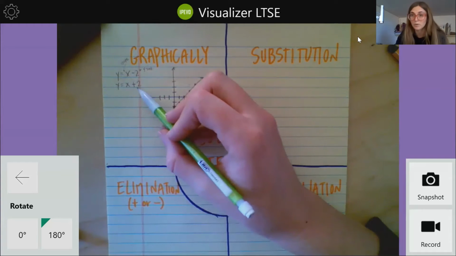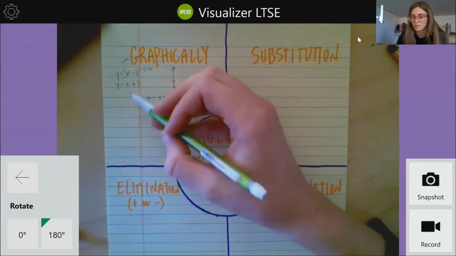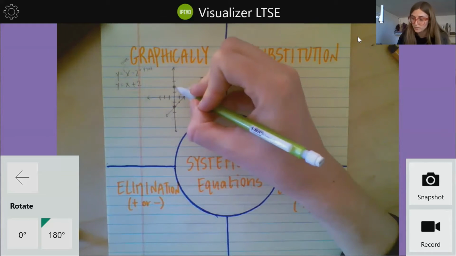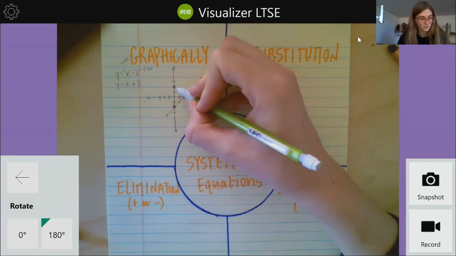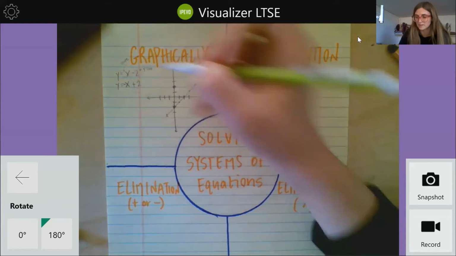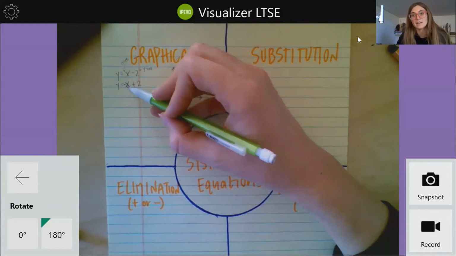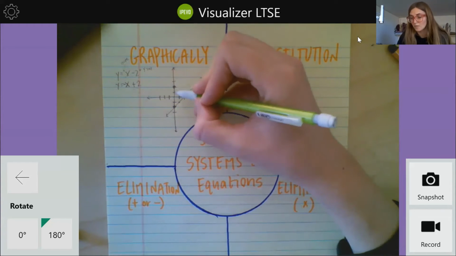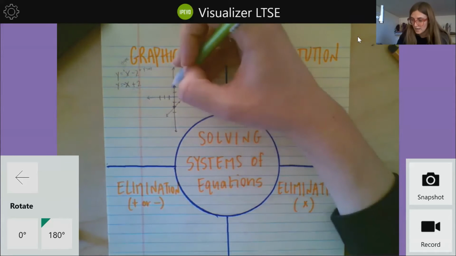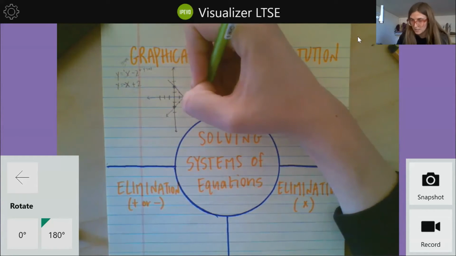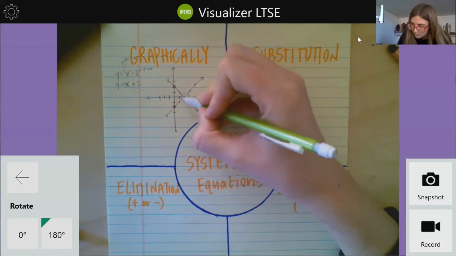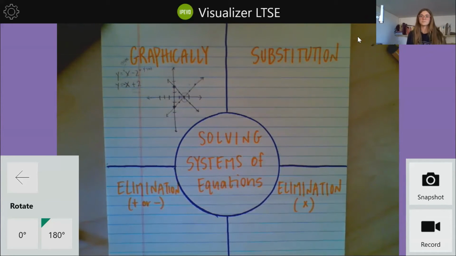Now I'll go in and plot this second graph. For this one, my y-intercept is +2, so I go up to 2. And then my slope is, I should have written that as -x, so my slope is -1. So I go down 1 over 1, down 1 over 1, down 1 over 1. And I can see pretty easily that they intersect right there.